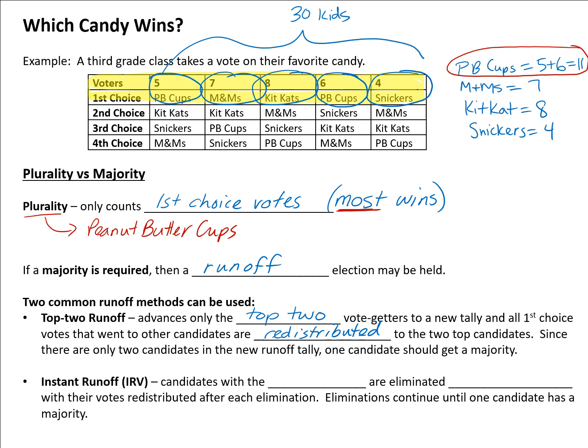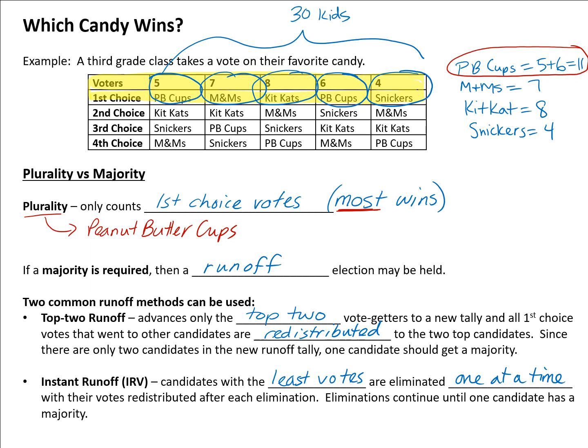The other type of runoff is called instant runoff, and candidates with the least votes are eliminated one at a time, with their votes redistributed after each elimination. Eliminations continue until one candidate has a majority. Sometimes it only takes 1 elimination for someone to get a majority. Sometimes it takes 3 or 4 eliminations for someone to get a majority. So in instant runoff, you can have multiple runoff tallies instead of just a single runoff tally, because you keep going until someone has a majority.